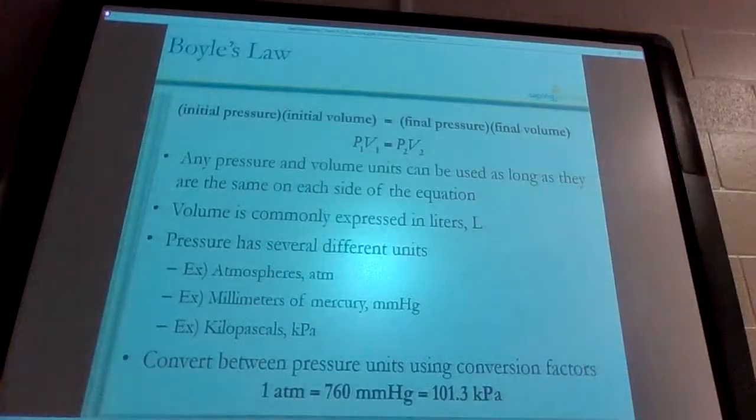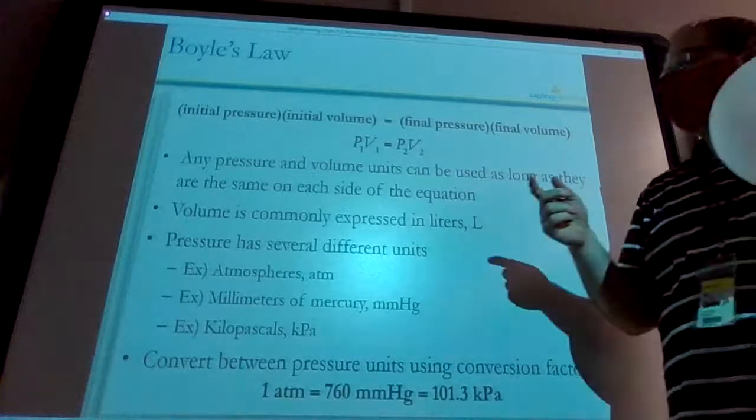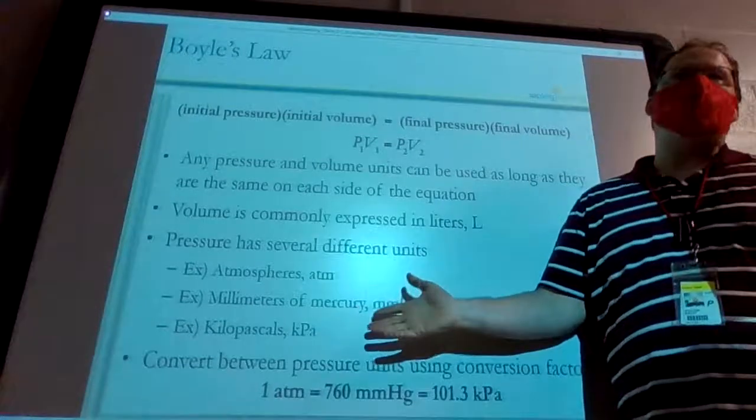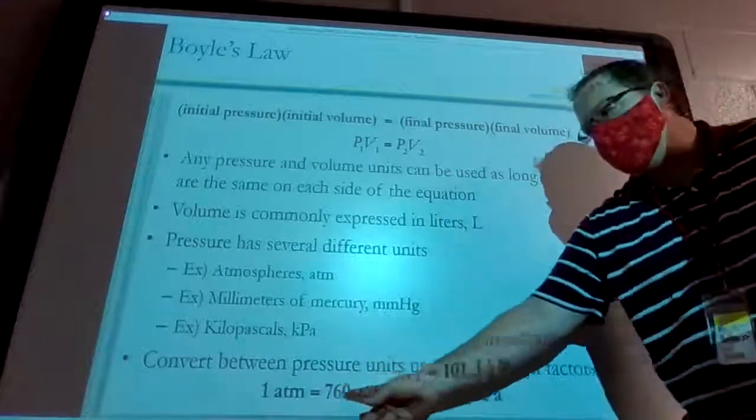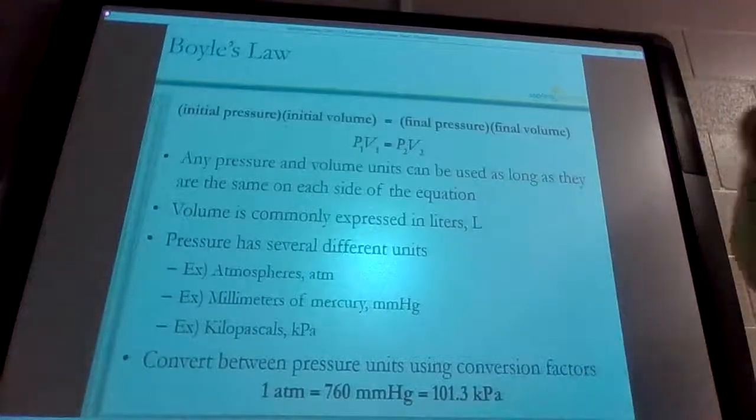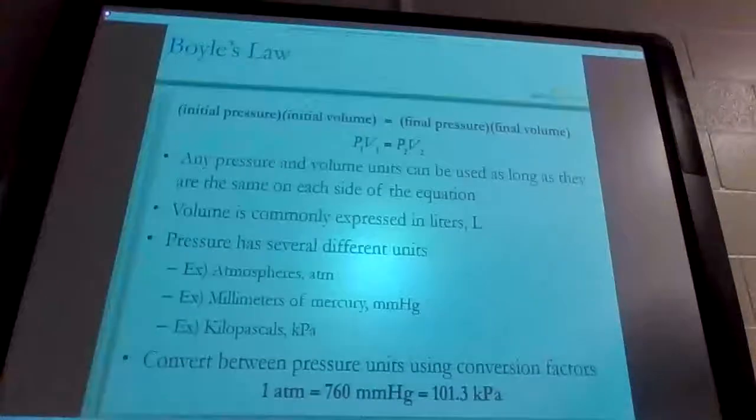If you have trouble converting, let me know. For the pressure, you're going to have to convert pretty often. And they go ahead and give this to you. I'm going to write it on the board. It's also on your study sheet whenever you get your study sheet. But your pressure is this.